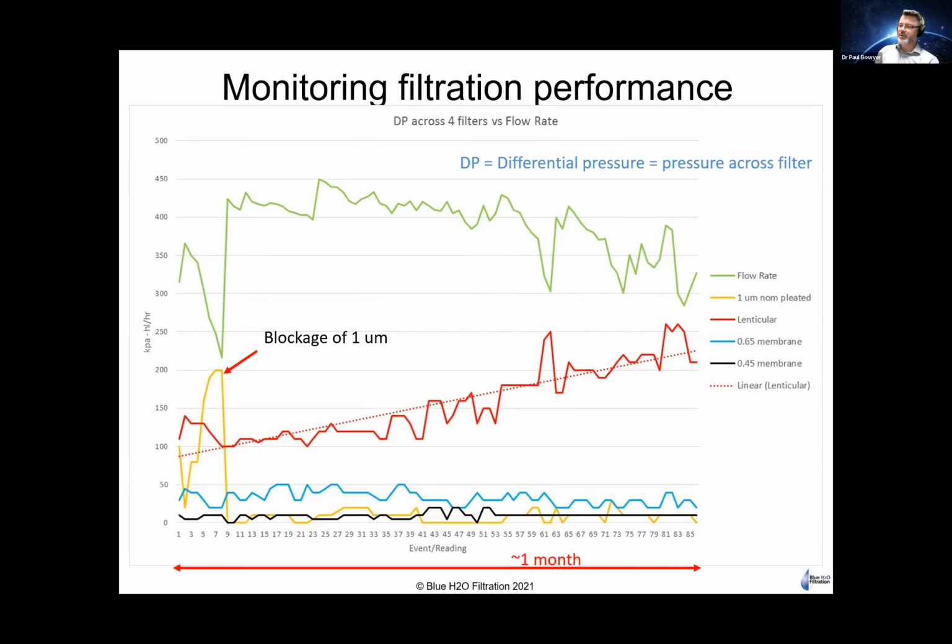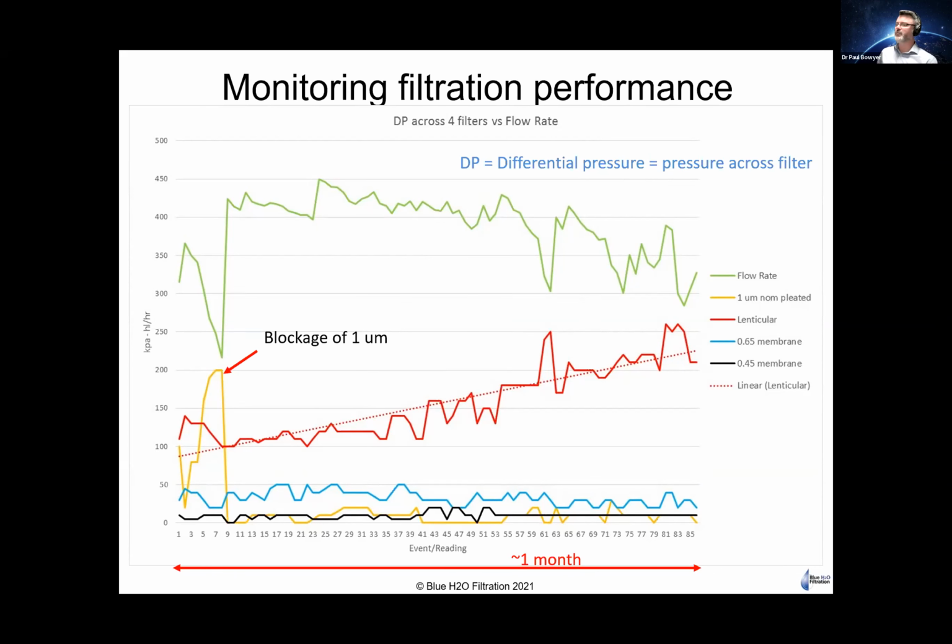But you can see then that the next filter in line, which is the lenticular, gradually increased in pressure across that filter over the course of a month, right up until you get to around 250 kPa, so 2.5 bar, which is the change out pressure for that filter. But importantly, there's no load going on to the 0.65 membranes, which is there to protect the 0.45s, which equally has no load. So that's very much what you want to see when you're actually doing a filtration run, and in this case, it's over the course of a month.